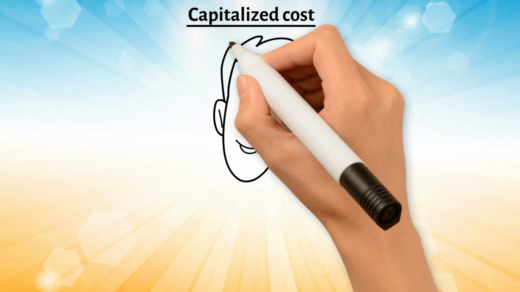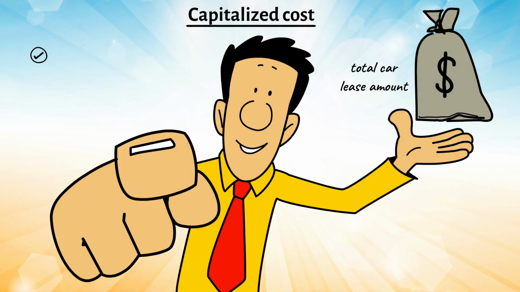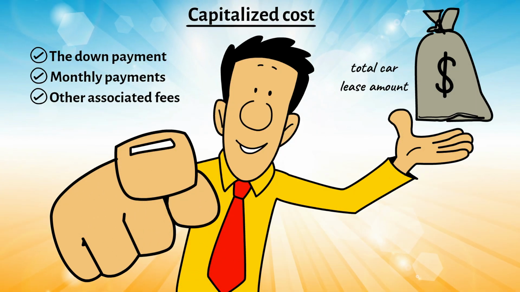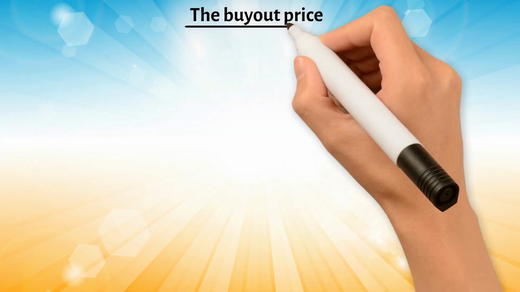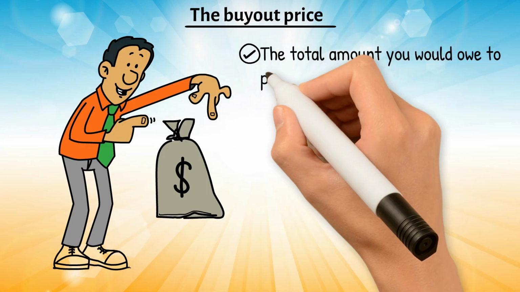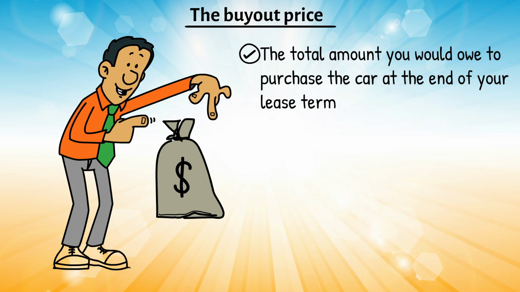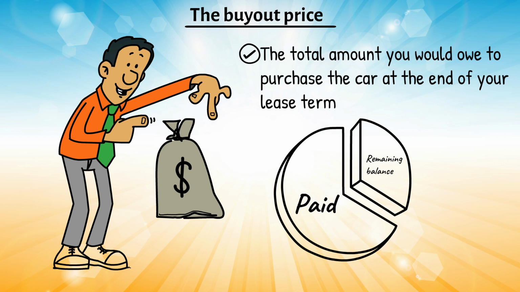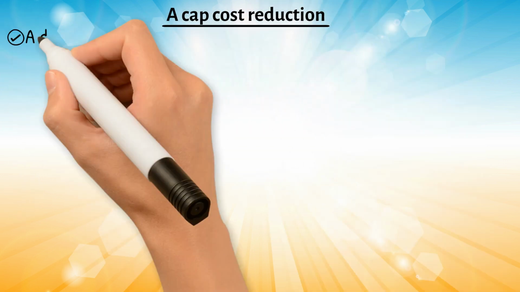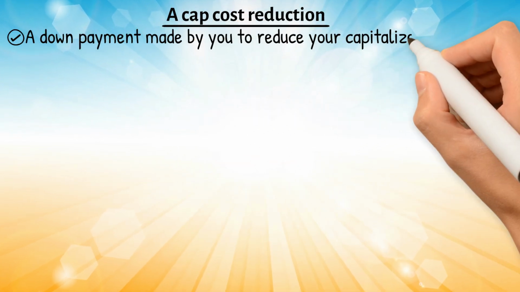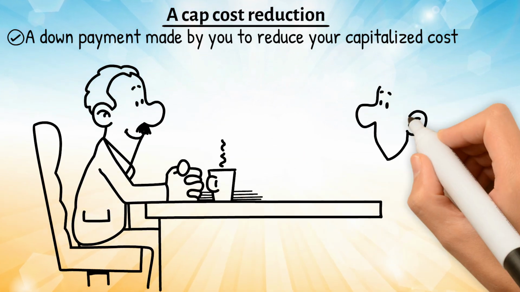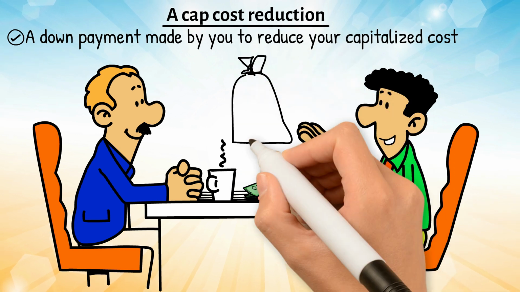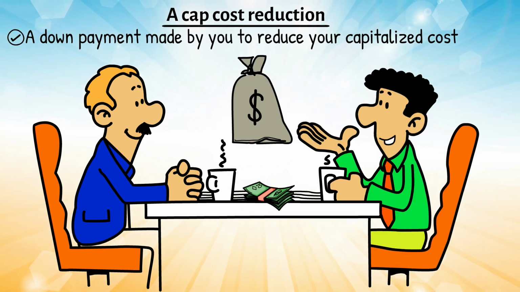Capitalized cost is the total amount you will pay for your car lease, including the down payment, monthly payments, and other associated fees. The buyout price is the total amount you would owe to purchase the car at the end of your lease term. This price includes the remaining balance on the lease and any applicable fees. A cap cost reduction is a down payment made by you to reduce your capitalized cost. This can help lower your monthly payments, but it's important to note that you will still owe the same total amount at the end of your term.